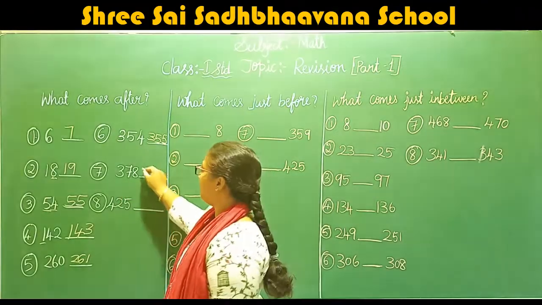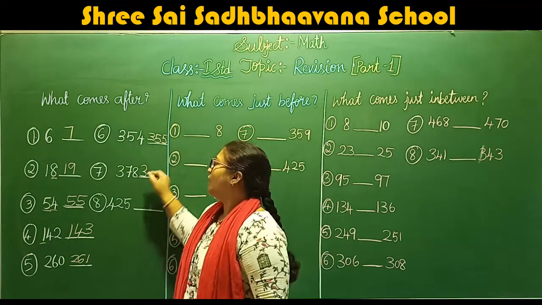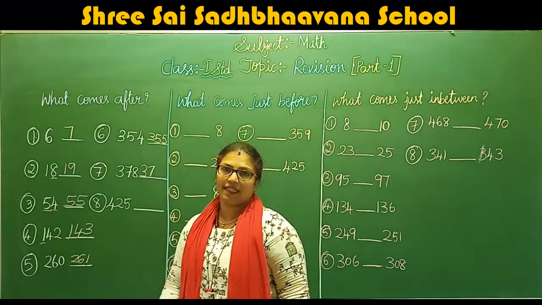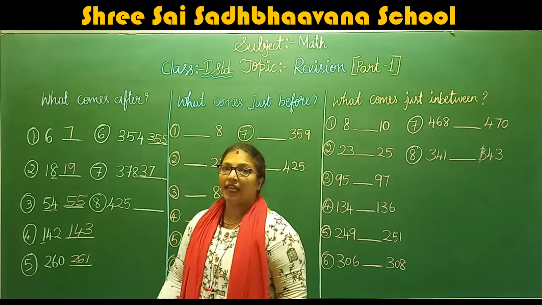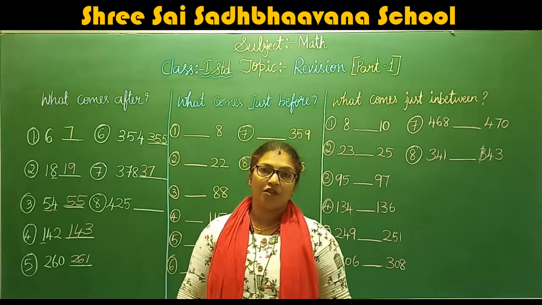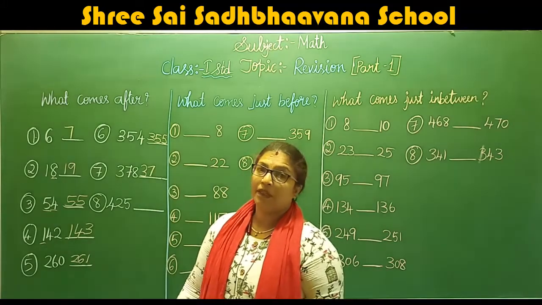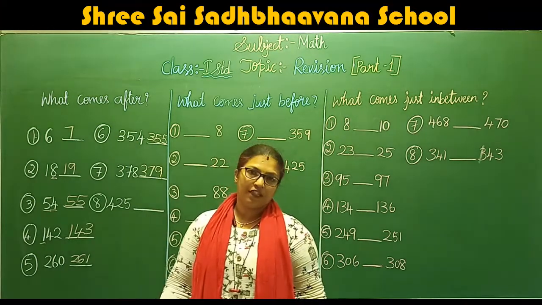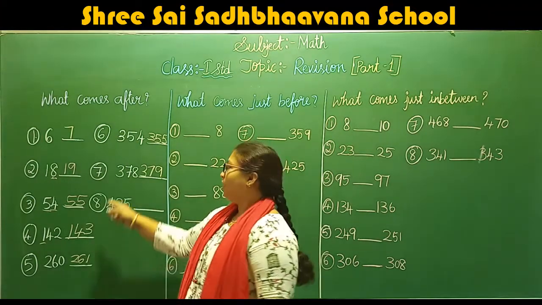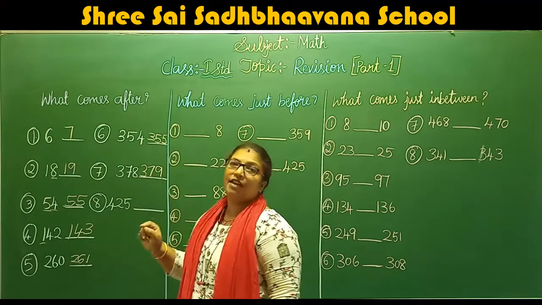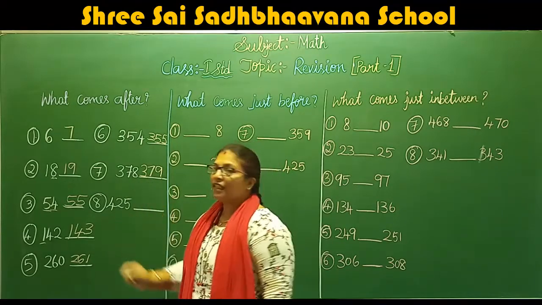Next, 378. The hundreds place 3 will be the same. The tens place 7 will be the same. The ones place 8 is given. What do you have to write for the after number of 8? You have to write 9. The after number of 8 is 9. So 378 becomes 379.